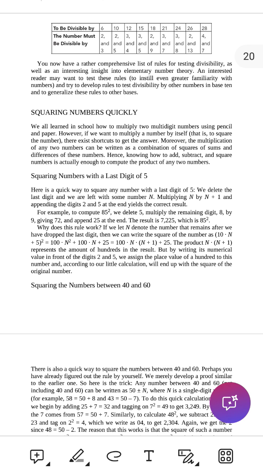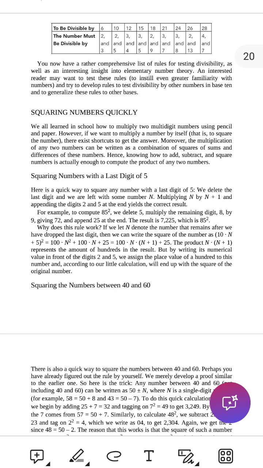2. Squaring the number. When we square 10n plus 5, we're really doing this math: (10n plus 5) times (10n plus 5) equals 100n squared plus 100n plus 25. This simplifies to 100 times n times (n plus 1) plus 25.